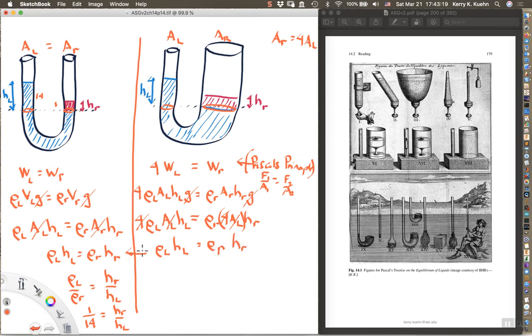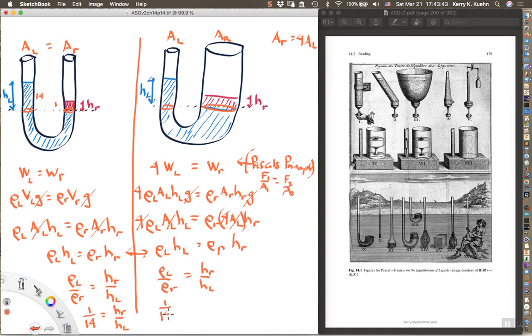Notice that this is the exact same formula. In other words, density left over density right equals height right over height left. These are the same formulas. In other words, for the ratio of the heights, it doesn't matter whether this is a tube of a constant diameter or a tube of a non-constant diameter. You're going to have the same ratio of the fluids on the right and on the left. And again, this follows from Pascal's principle.